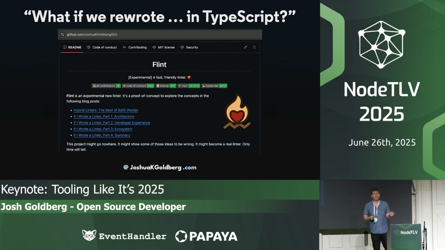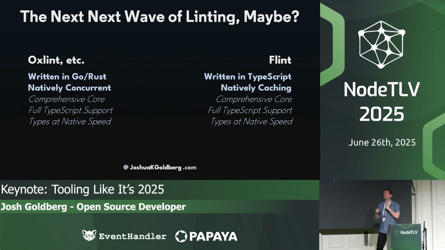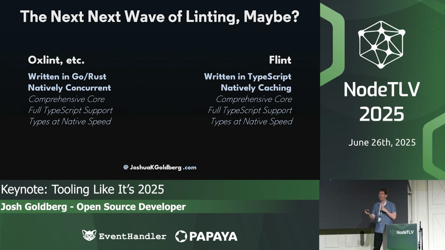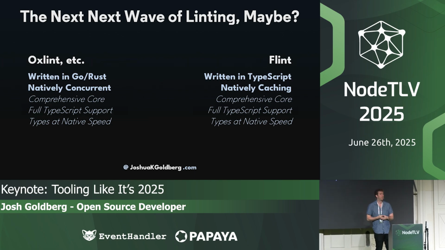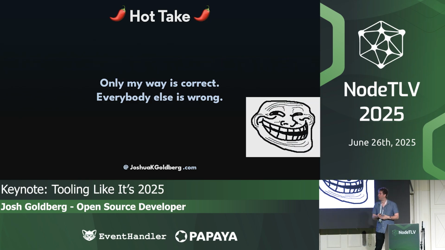It is a fast-friendly linter. It's not ready. This is not a plug. Please don't use it. It is nowhere near production grade. It's mostly the same conceptually as these new ones, but it's written in TypeScript, and it uses different strategies to try to achieve that same really nice performance boost. More around caching than concurrency. But it does use TypeScript Go. Now, obviously, I think I'm correct and everyone else is wrong, but I'm probably wrong about that.